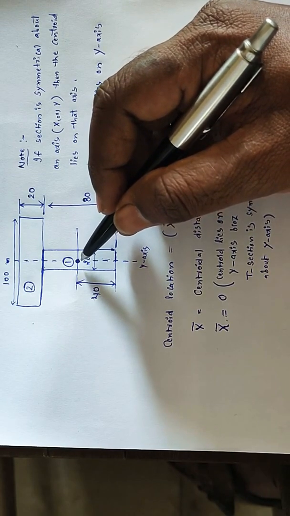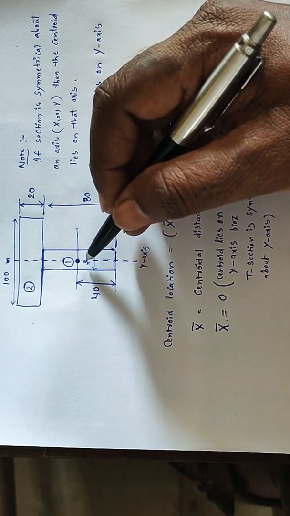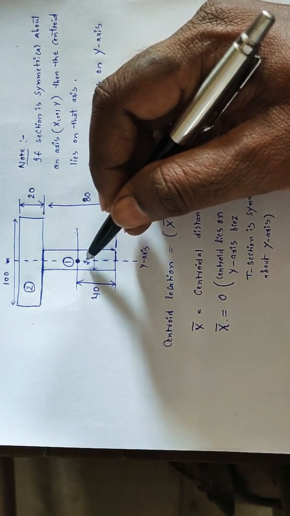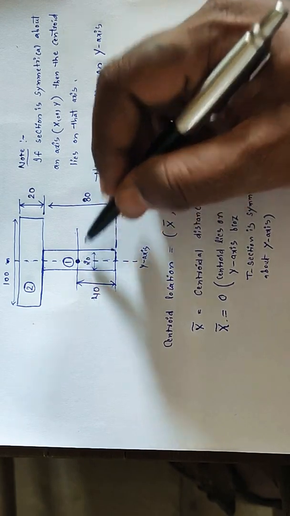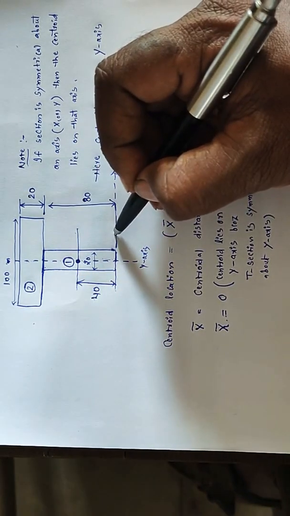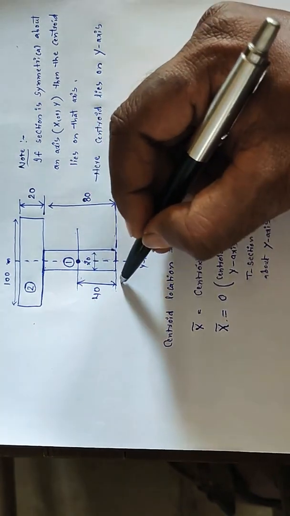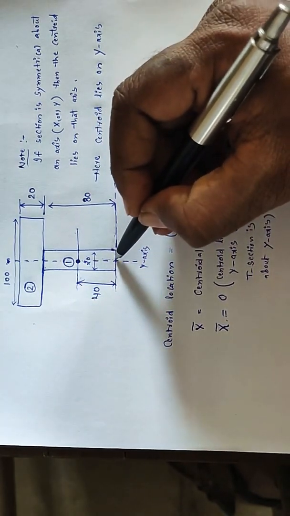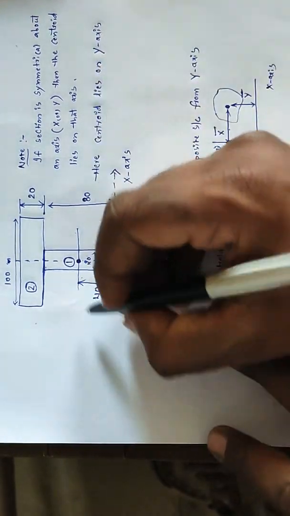For a square, for a circle, for all these symmetrical shapes, the centroid lies at the center. That's why, as the total length is 80, the centroid lies exactly at the center. So with respect to the x-axis, this value is 40. So this is y1.